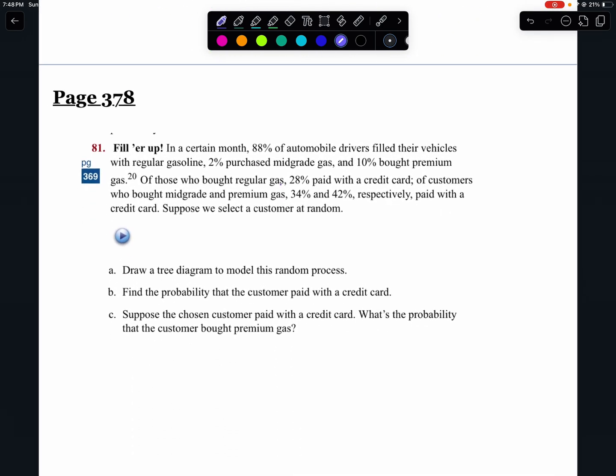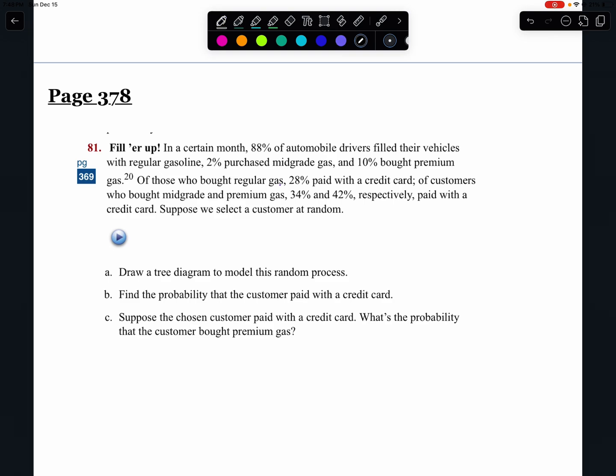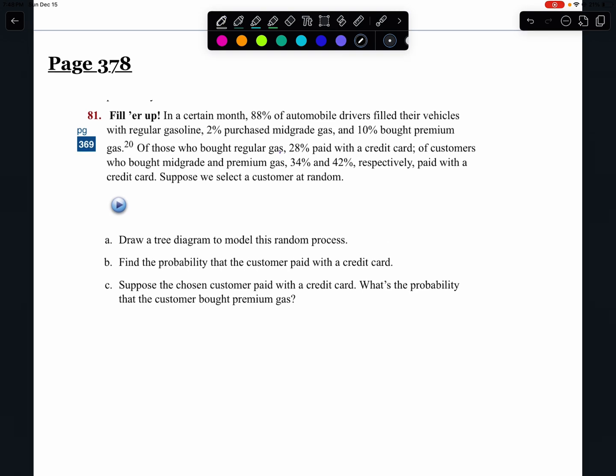And if you're not, then rewind. Okay, this next one, and then you'll have some time to work on your own and make sure that you got it. So this is number 81.